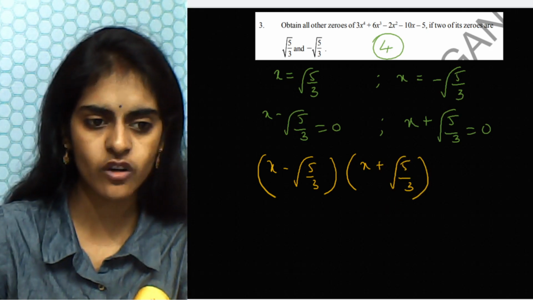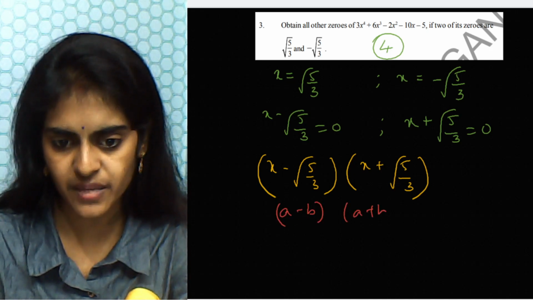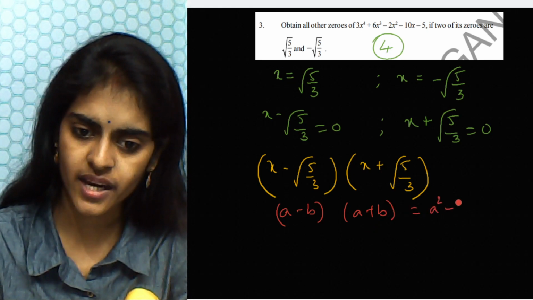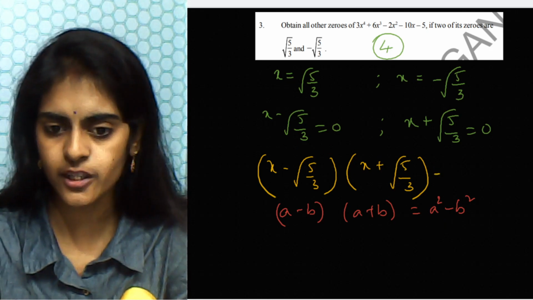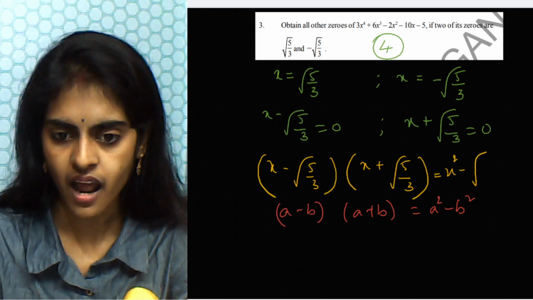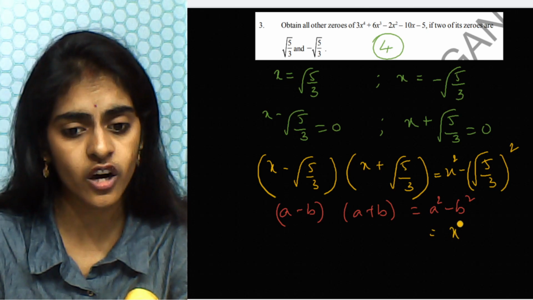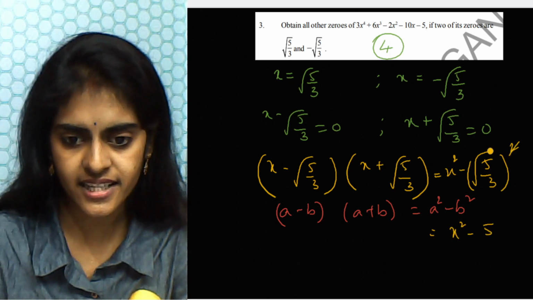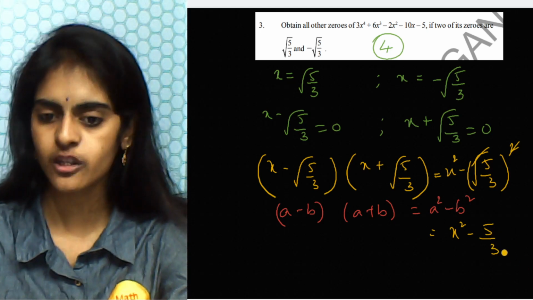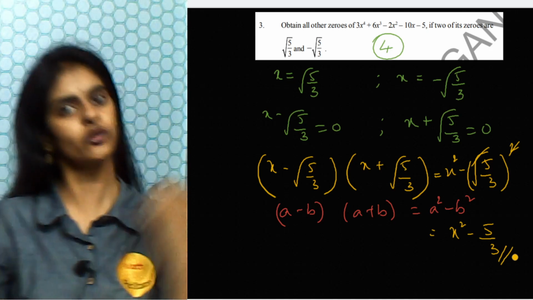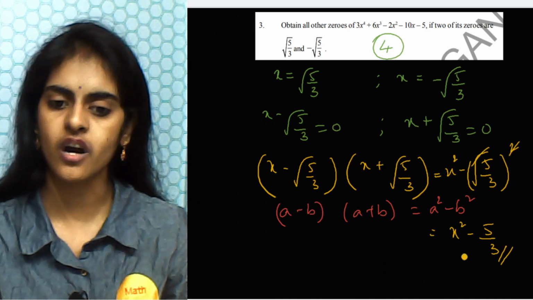Now this is of the form a minus b into a plus b, isn't it? So it is nothing but a square minus b square. Yes, we know this formula, right? Using that, here you will get x square minus under root 5 upon 3 whole square. So what is the answer you got? You got x square minus, the square and square root get cancelled, so you have 5 upon 3. So by multiplying the factors, using the two zeros, this is the quadratic polynomial you got.